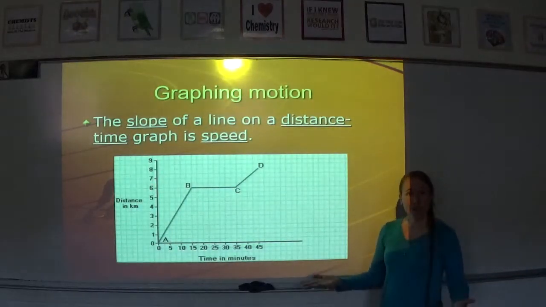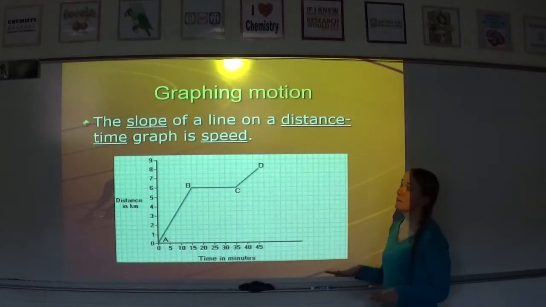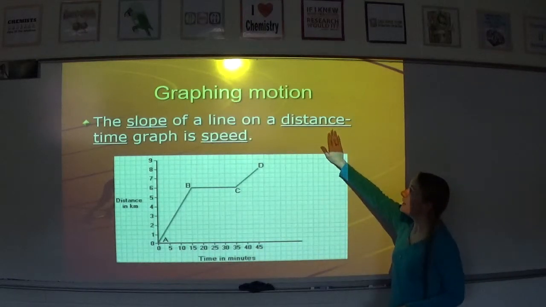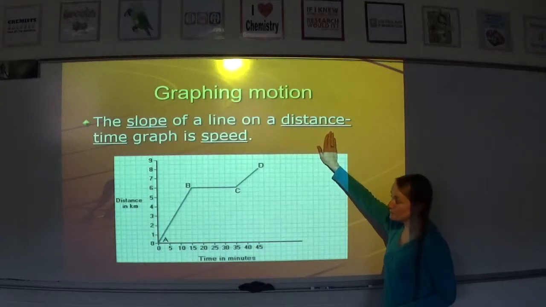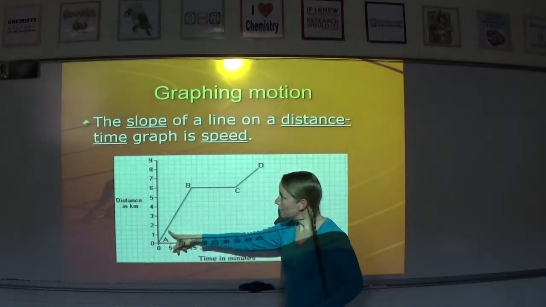We do a lot of graphing in here, so you have to make sure you know how to read graphs. The EOCs like to have graphs on them. The slope of a line on a distance time graph is the speed. If you look at this line here, we have a slope.